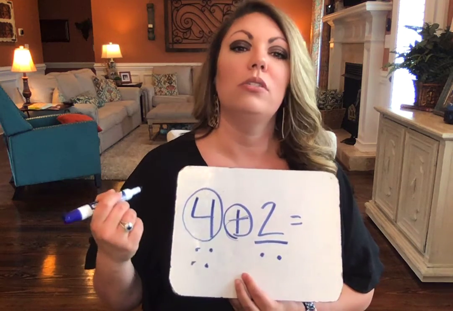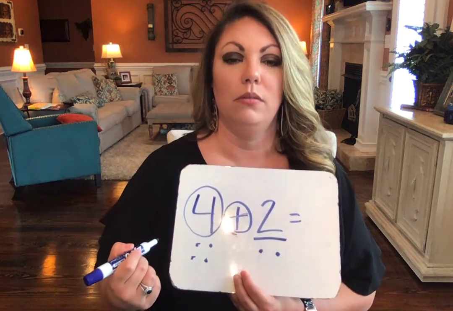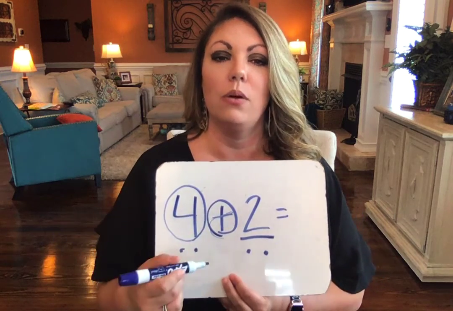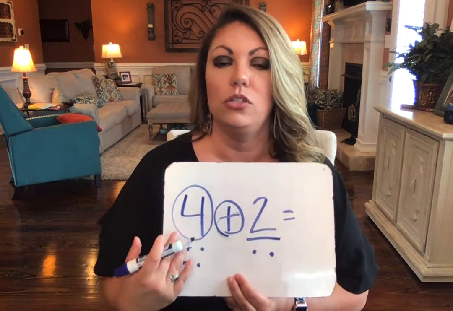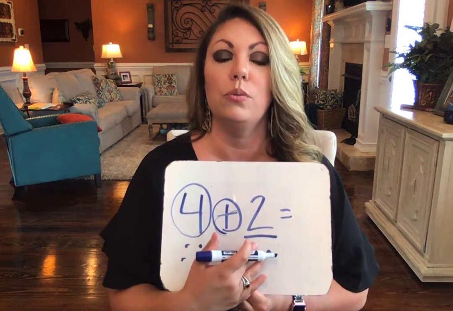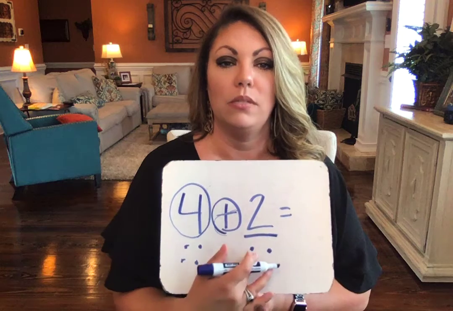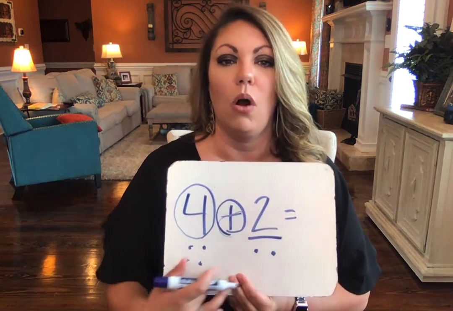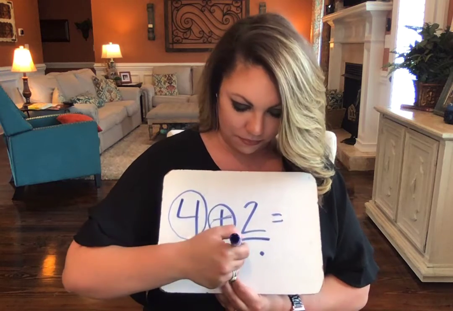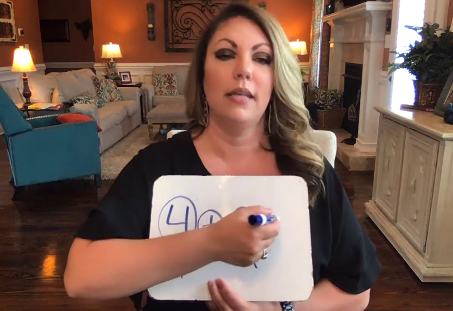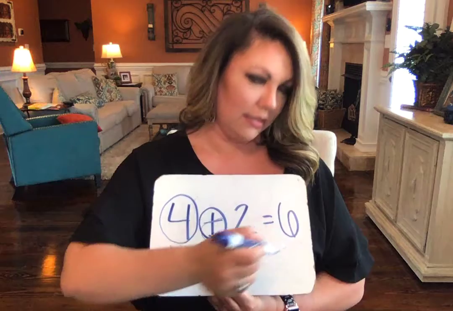Then I'm going to slash and count. And I gotta make sure I slash and count so that I don't miss any. I wanna make sure I counted all of them to show that 4 plus 2 equals the amount that I have when I count all of these. 1, 2, 3, 4, 5, 6. And my answer is 6.